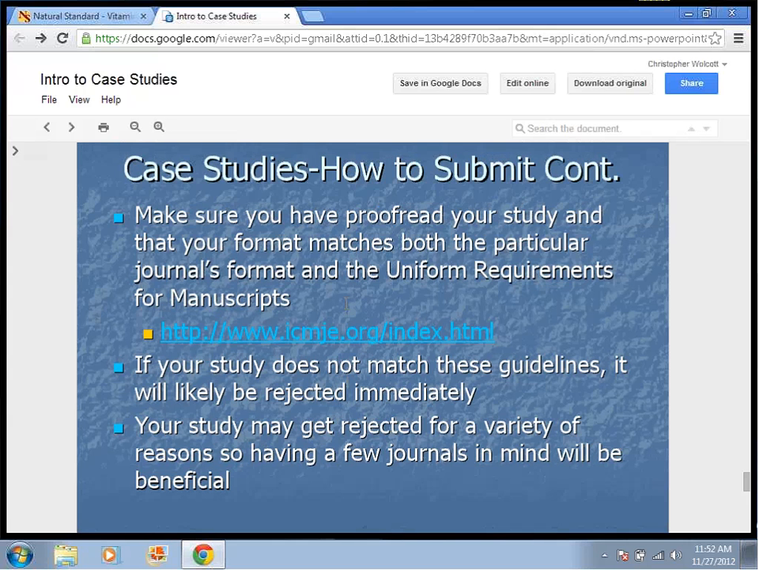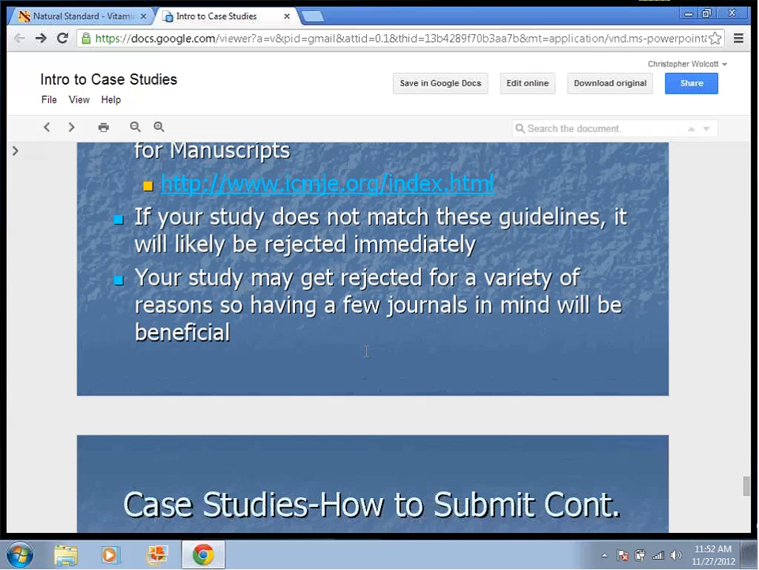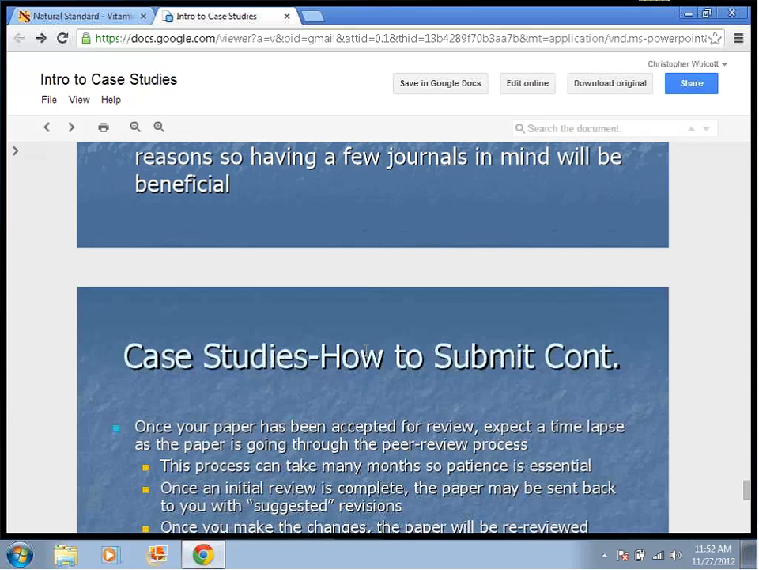You have to make sure that it matches the uniform requirements for manuscripts, which is pretty simple, and I think we can all write in that, but their link is live there. And then you also have to make sure that it matches the overall structured guidelines for the journal, which again can be tedious and time consuming.